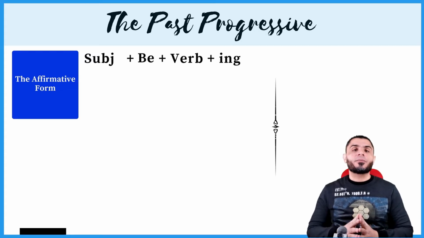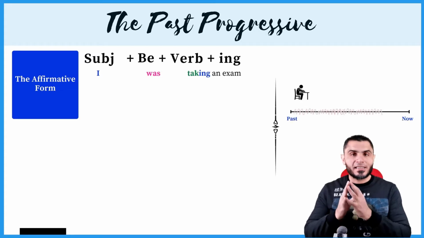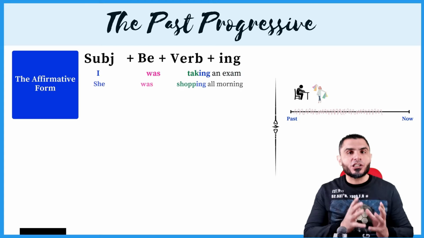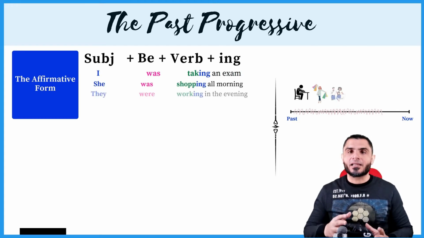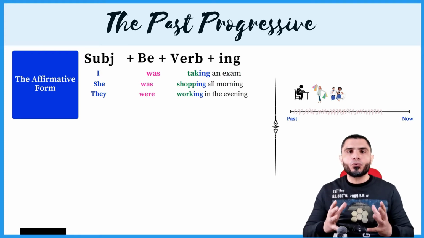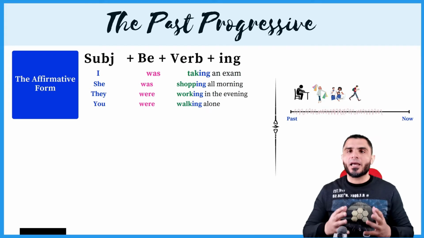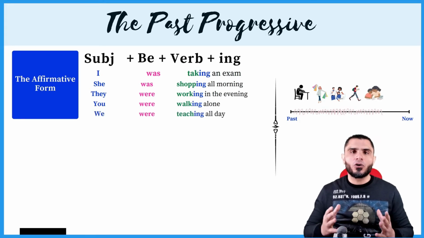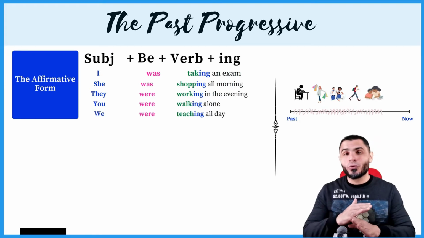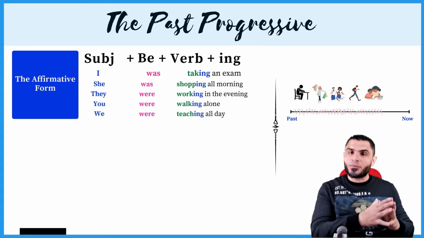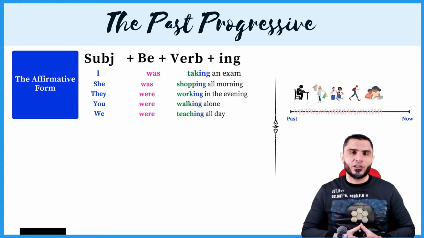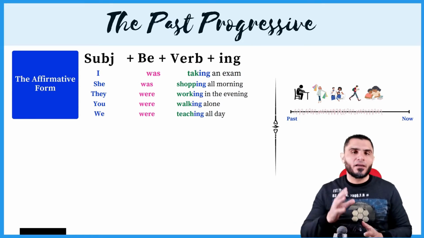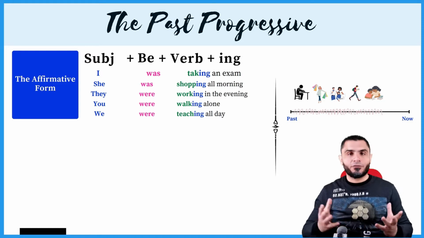For example, I can say, I was taking an exam. She was shopping all morning. And they were working in the evening. You were walking alone, and we were teaching all day. So as you can see, the rule is very easy. Subject plus was or were plus verb plus ing. And now let's see some examples through these short video clips.